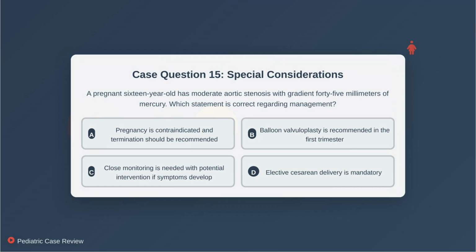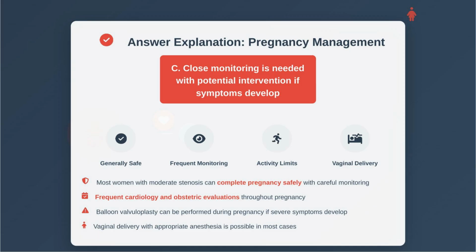A pregnant 16-year-old has moderate aortic stenosis with gradient 45 millimeters of mercury. Which statement is correct regarding management? A. Pregnancy is contraindicated and termination should be recommended. B. Balloon valvuloplasty is recommended in the first trimester. C. Close monitoring is needed with potential intervention if symptoms develop. D. Elective cesarean delivery is mandatory. The correct answer is C.